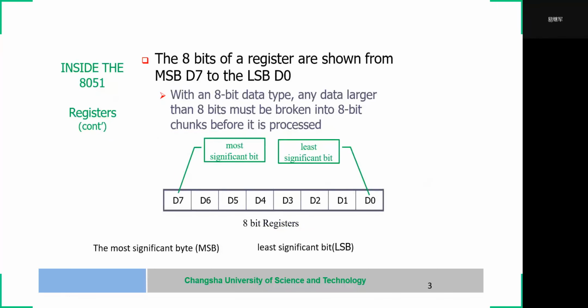The 8 bits of a register are shown from D7 to the LSB, D0: D0, D1, 2, 3, 4, 5, 6, 7. D7 is the most significant bit and D0 is the least significant bit. This is the format of an 8-bit register, from right to left.